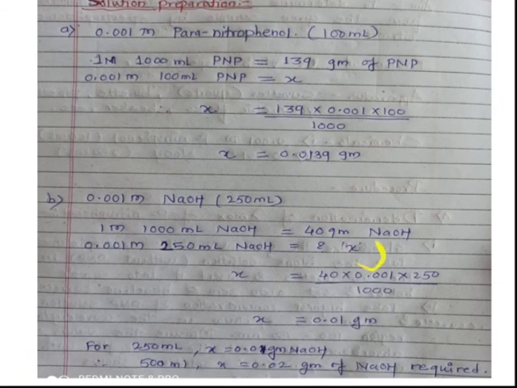So how much amount of sodium hydroxide is required? Just do multiplication. X is equal to 40 into 0.001 into 250 divided by 1000. So X value comes 0.01 gram. This is not a measurable value, so we have to prepare 500 ml of NaOH. For that we require a weight of sodium hydroxide which is 0.02 gram.